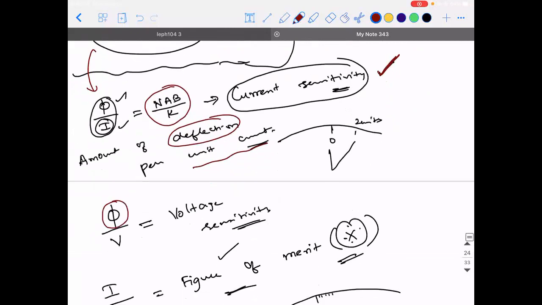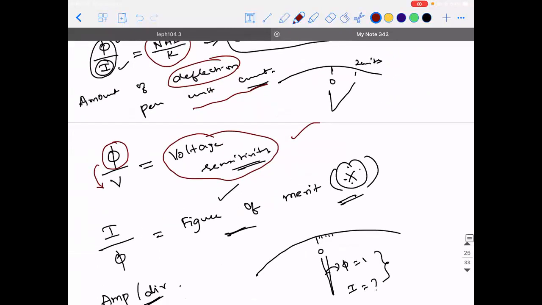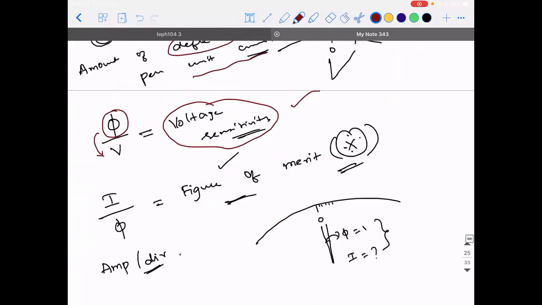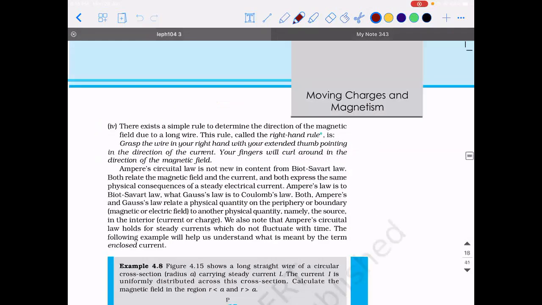Similarly, if you replace I with V, then phi divided by V is what we call voltage sensitivity. The reciprocal of current sensitivity is what we call the figure of merit. I remember discussing till this topic in the last class, right? So in today's class, we will see the conversions.